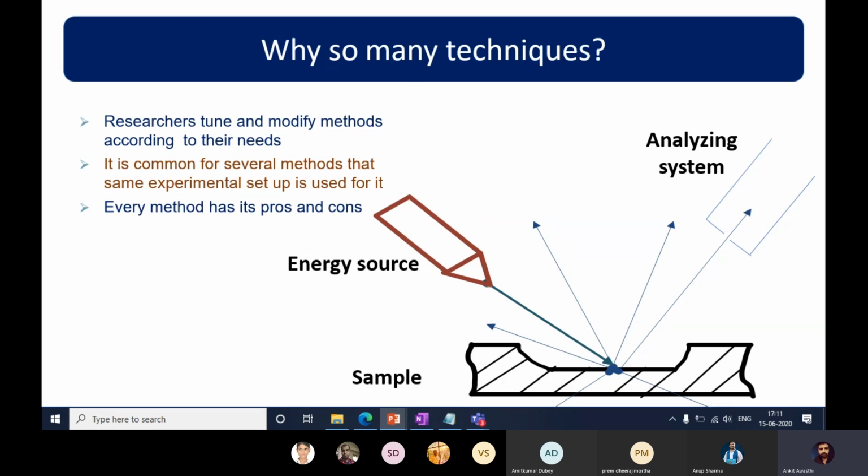So actually, every method has some advantages and disadvantages. Whether they may be giving the same thing, they have some limitations and they have some advantages. So every researcher, according to their needs, has modified the various methods. Primary methods are very few, but after each modification so many new techniques developed.